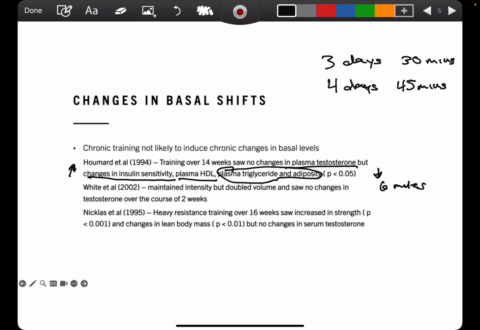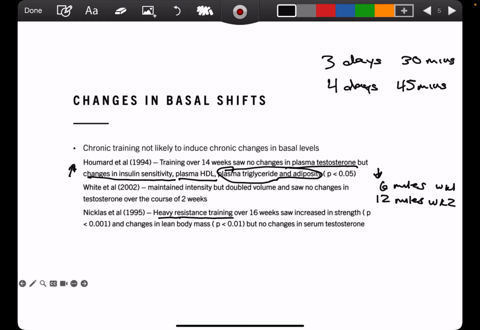White et al. performed an endurance training study, which totaled 6 miles on week one, and then they doubled the volume with 12 miles in week two, but they maintained the same intensity. And then over the course of 2 weeks, they saw no changes in testosterone.